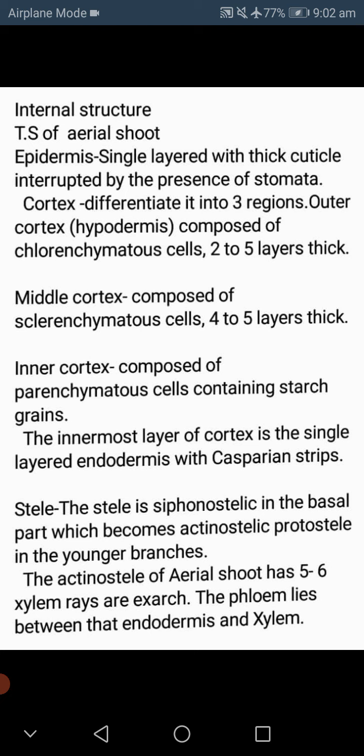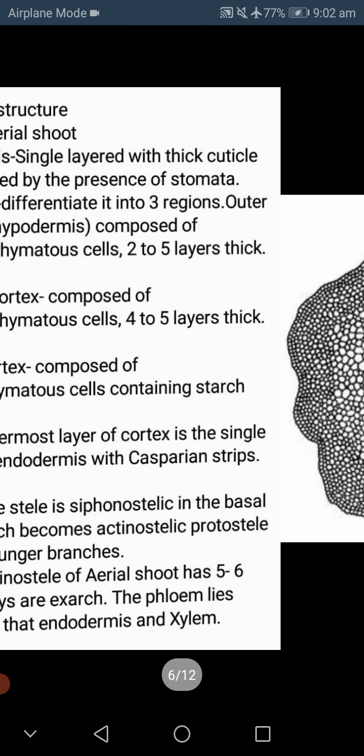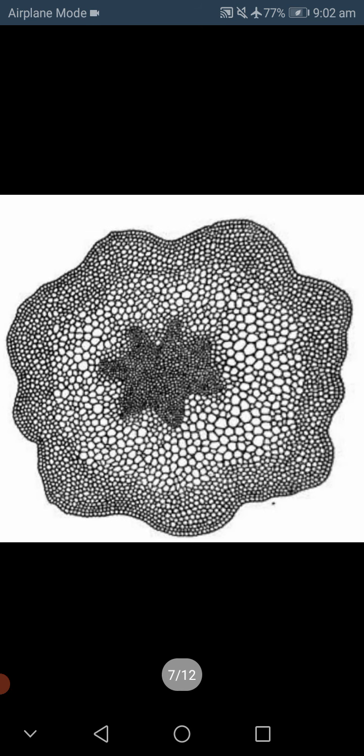The actinostele of the aerial shoot has 5 to 6 xylem rays. In this condition, the phloem lies between the endodermis and xylem, which means the xylem is surrounded by the phloem. You can observe here the star-shaped xylem that is surrounded by the phloem. This is the ground plan of Xylotum nudum.